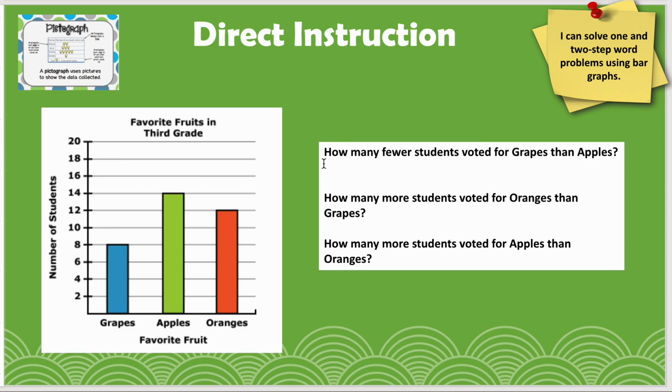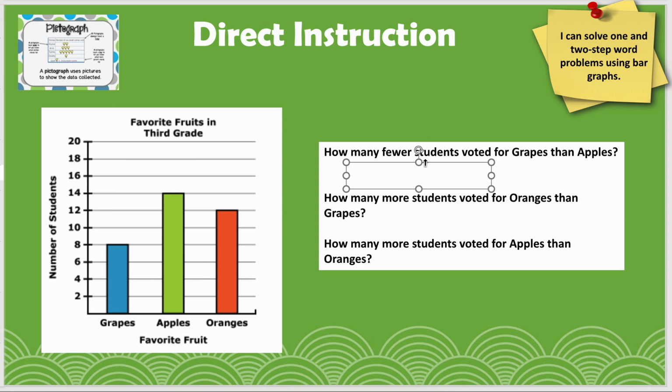The first question asks, how many fewer students voted for grapes than apples? This is a how many fewer problem, which means I am going to have to do subtraction to find the answer. I'm comparing grapes and apples. When we compare numbers, we use subtraction. So let me open a text box and show you what equation would be necessary here.